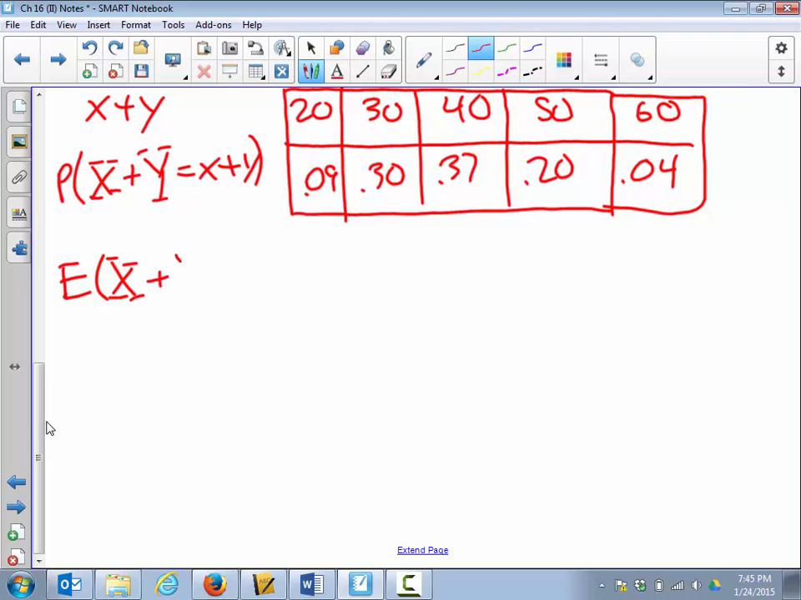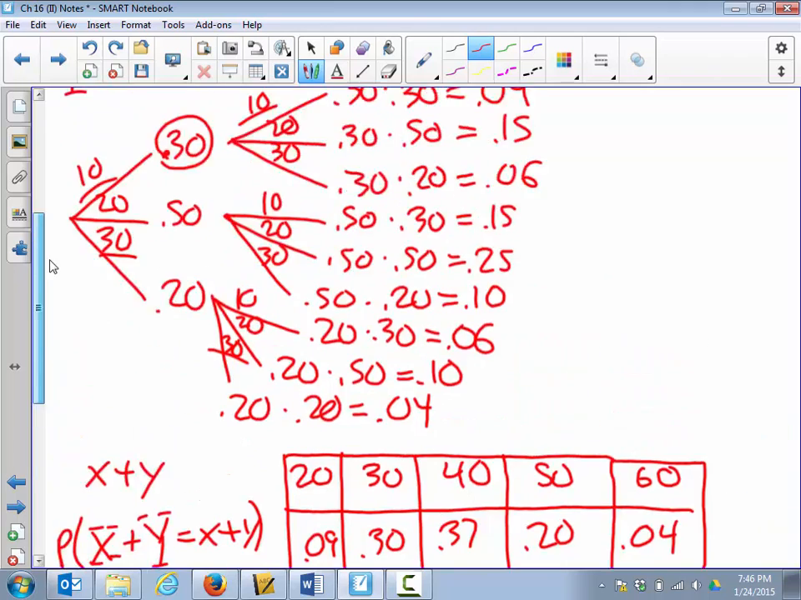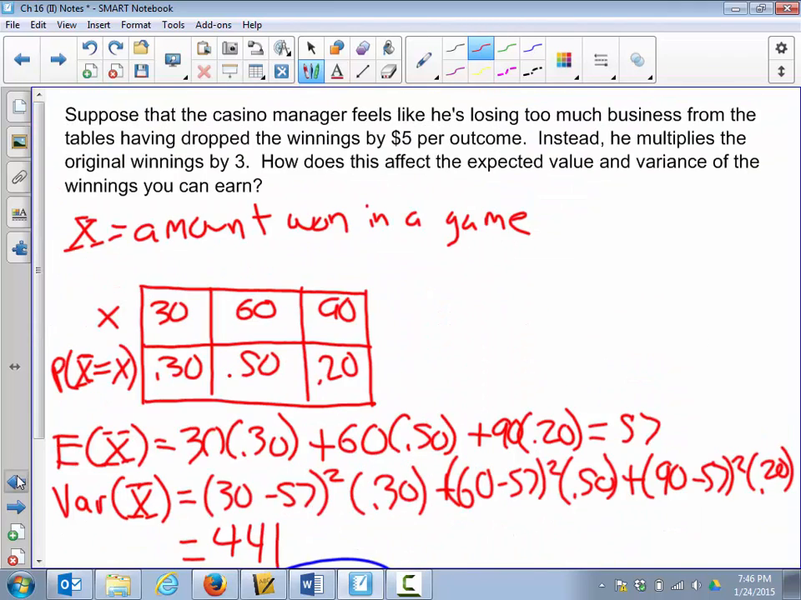Now let's go ahead and do what we've been doing for a little while and see, if I take the expected value of what I win plus what you win using this new probability model, what do we get? Well, that's $20 times a 9% probability, $30 times a 30% probability, $40 times a 37% probability, $50 times a 20% probability, and $60 times a 4% probability, or an expected value in all of $39.